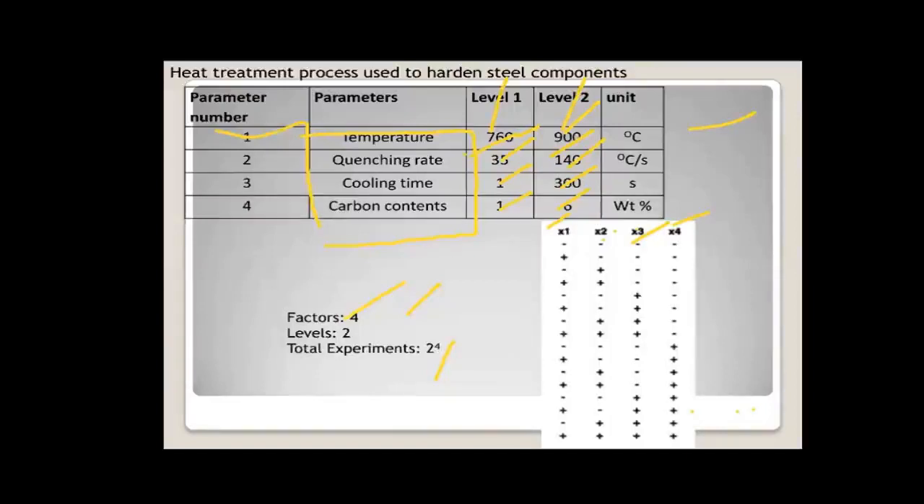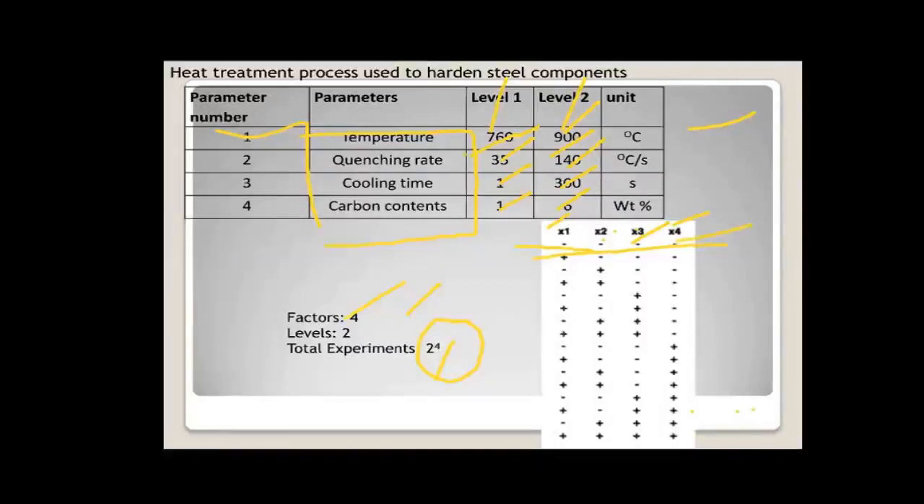But the point is, how many levels are there? Two levels. So 2 raised to 4 experiments means I have to perform 16 experiments. What will the first experiment be? In the first experiment, x1 will be minus, meaning the value of x1 will be 760. The value of x2 is minus, meaning the lower side, 35. The value of x3 is again minus, meaning 1. The value of x4 is again minus 1.